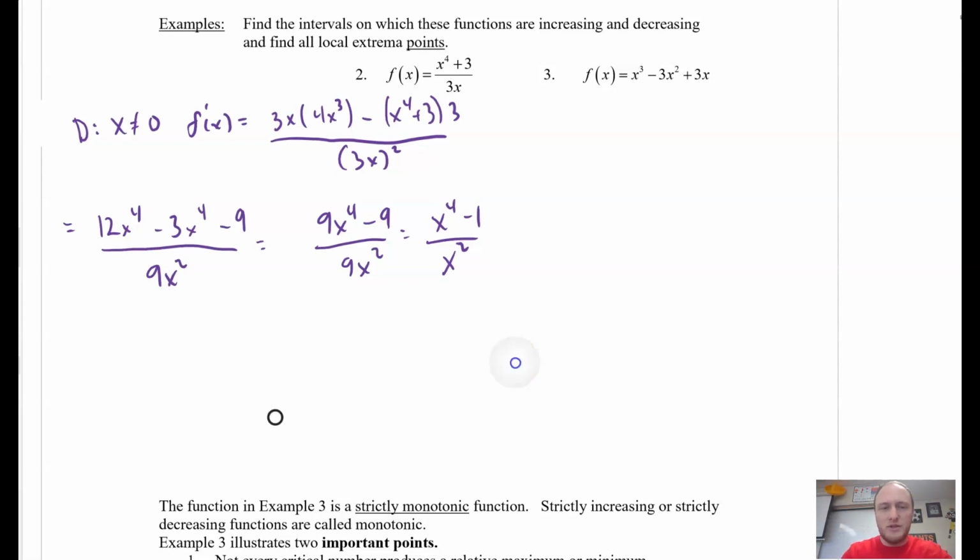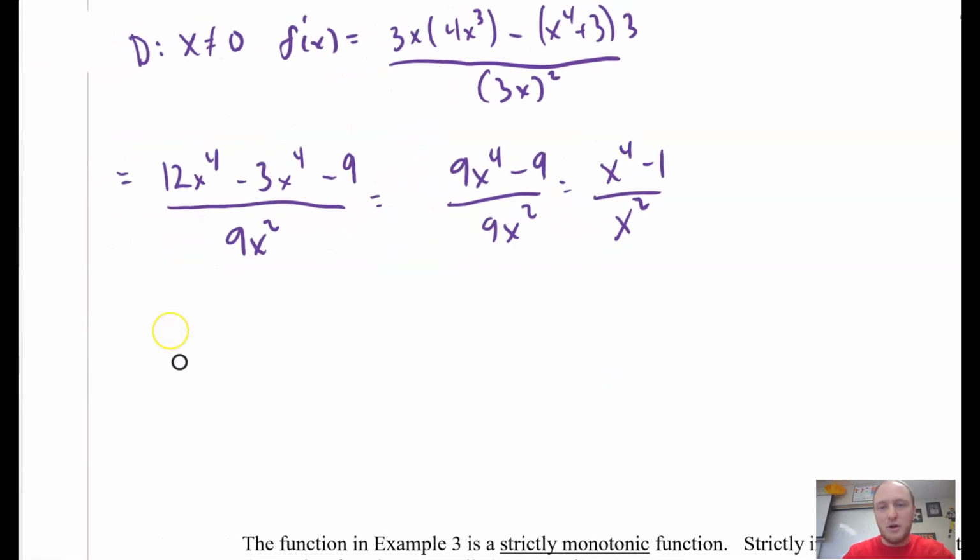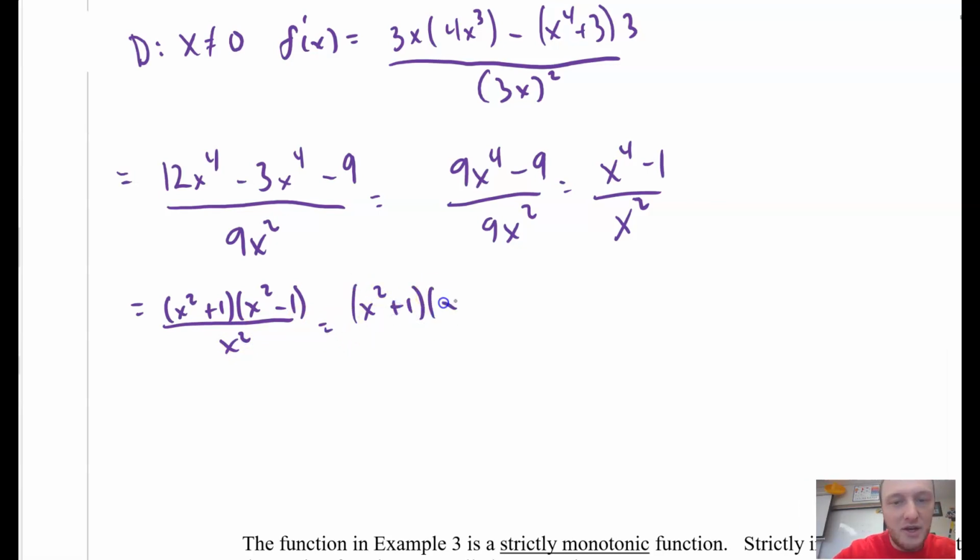And then we want to factor out our numerator. Our numerator really is a difference of two squares. So we have x squared plus 1 times x squared minus 1, and again, all this is over x squared. And we'll factor out that other difference of squares, x minus 1, x plus 1. Okay, and we have our fully simplified version.